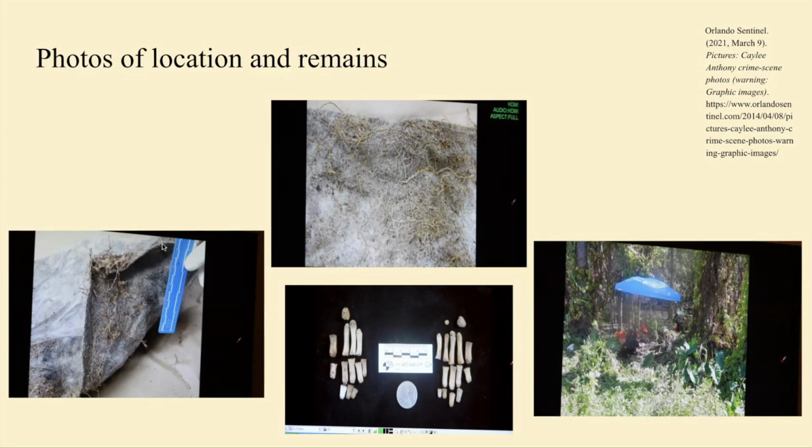And then over here, these two are the actual roots that did grow through and around. She was wrapped in a blanket, so that's what you're seeing them attached to. And then down here at the bottom is a photo of the remains itself, just to show how decayed they really were and the state of them when they were found.